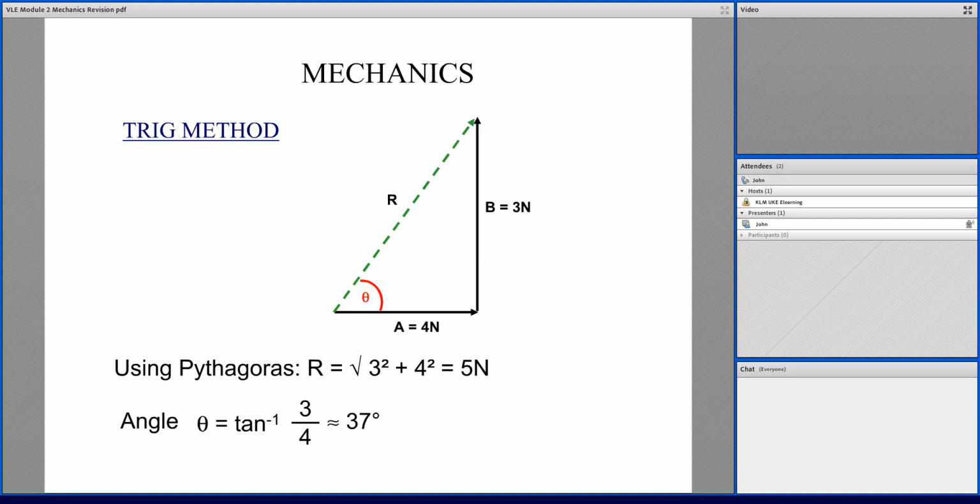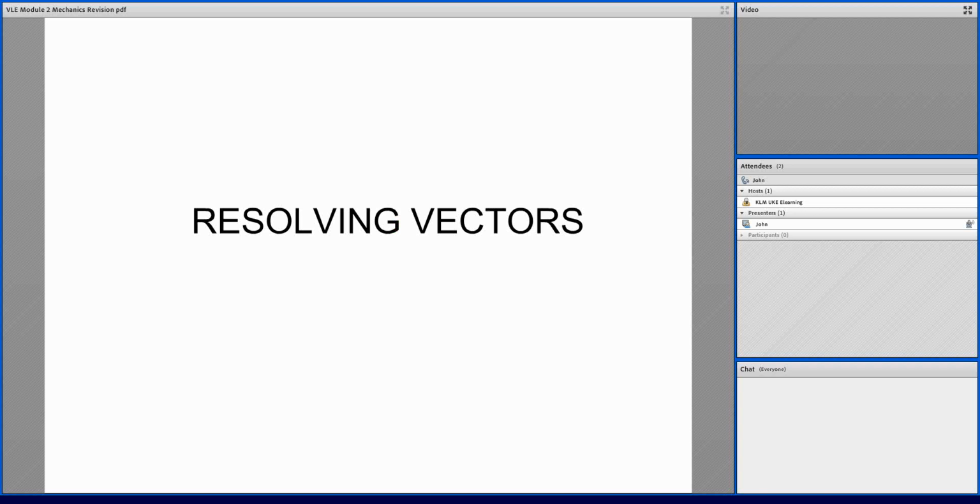Just taking this a stage further, when dealing with vectors, and certainly in this module we're representing vectors as forces, it may be necessary to only deal with a specific component of an overall force, or the overall vector in this case. Now, a mathematical method of determining these components is known as the resolution of forces or resolution of vectors. Basically what we're going to do is resolve one overall vector into a number of smaller vectors.